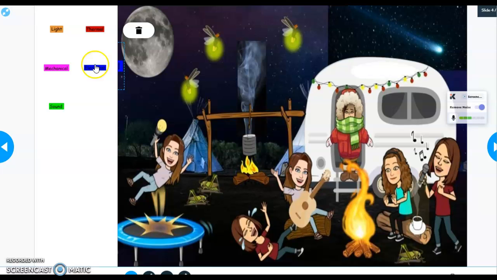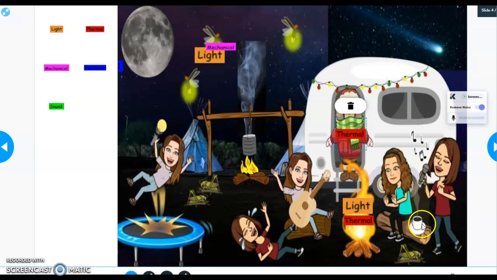So like lightning bugs are light, but you have to assume that they're also flying around and moving. So if there's moving parts, it's also mechanical energy. So just making sure that they label things twice. And then you just kind of look through and make sure you don't see anything too off. Something to point out is that the coat would be thermal, and they've got the coffee cup.